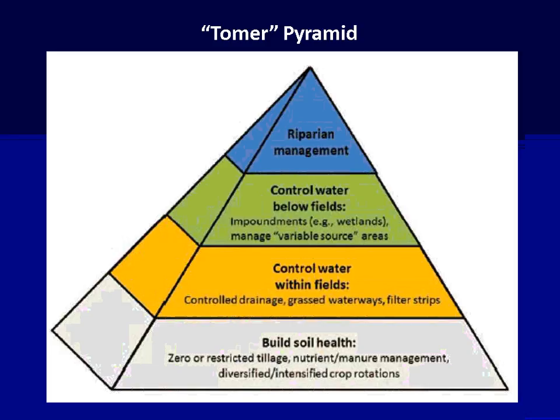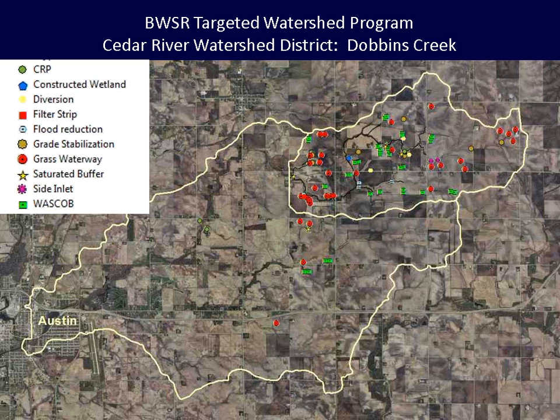Can we reach our goals if those are the only practices we put in place? Can we reach our goals if we do not put a big emphasis on the soil health initiative? One of the case studies I'm going to be talking about in a minute is the Dobbins Creek. Cedar River Watershed District obtained one of the Solstad's targeted watershed grant programs, and they've identified 94 practices in the upper end of the North Branch. Is that going to be enough?